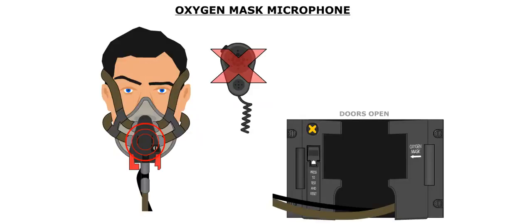There is also a microphone built into the oxygen mask. When the mask is pulled out of its receptacle, the active microphone is automatically transferred from the boom microphone to the oxygen mask microphone. Transmissions are made through the oxygen mask microphone, using one of the methods described previously.